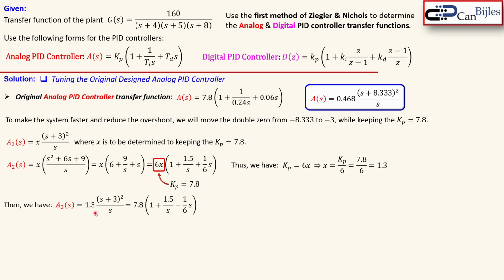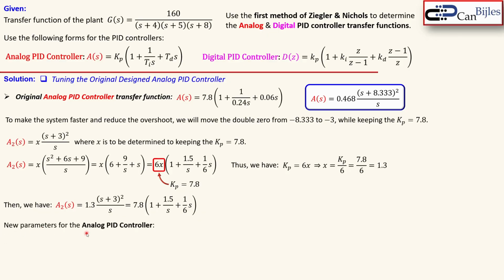But you can also work it out here, and then you again get your 7.8 as we of course designed for, and now also 1 plus 1.5 over S plus 1 over 6 times S. Now what do you recognize here? Well, this 1 over Ti is actually this 1.5, which means Ti itself is 1 over this 1.5, which is 2/3.